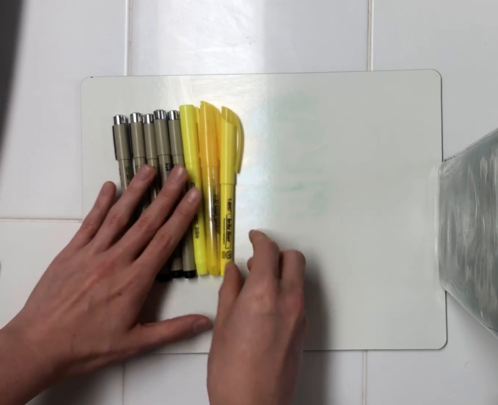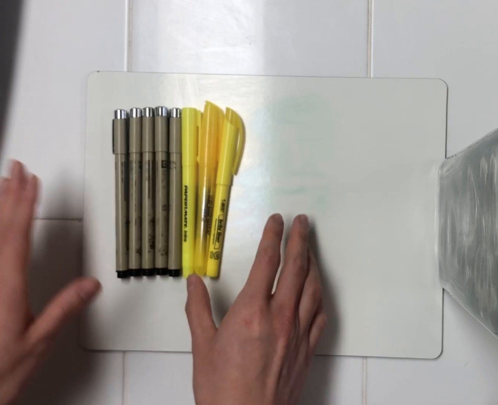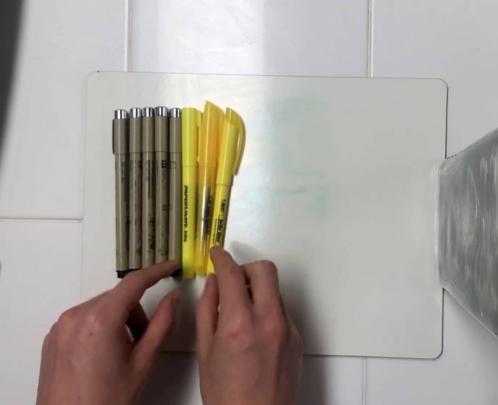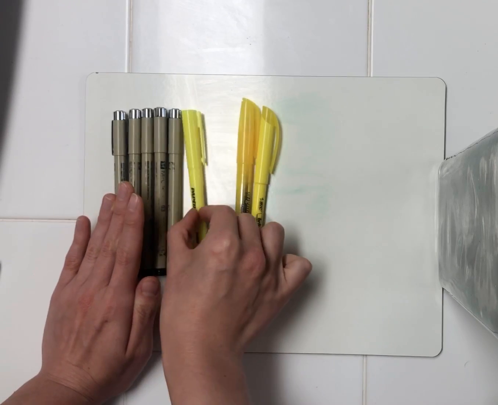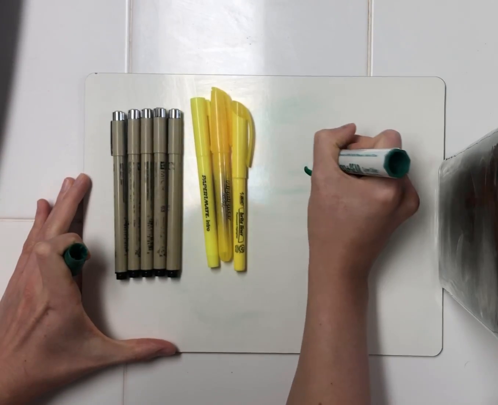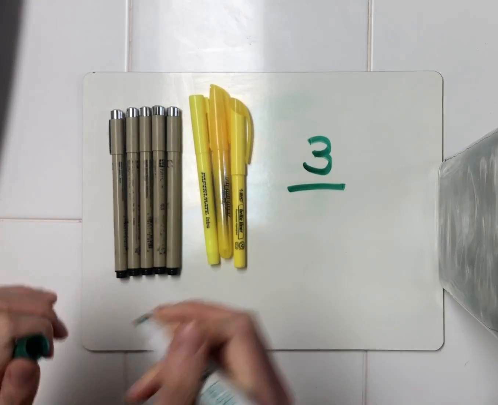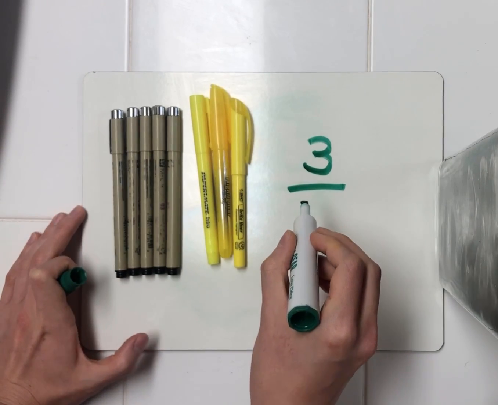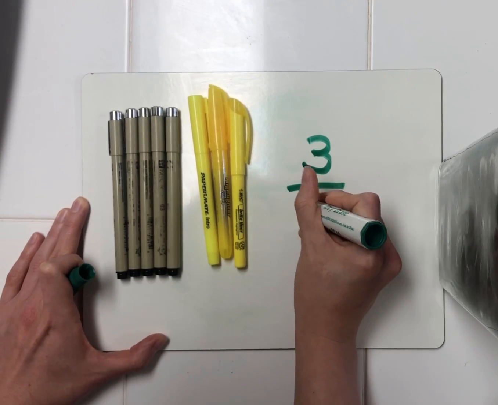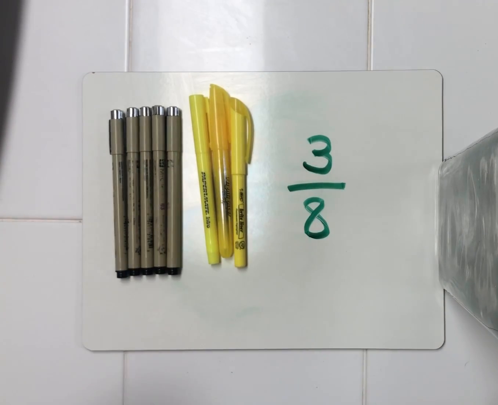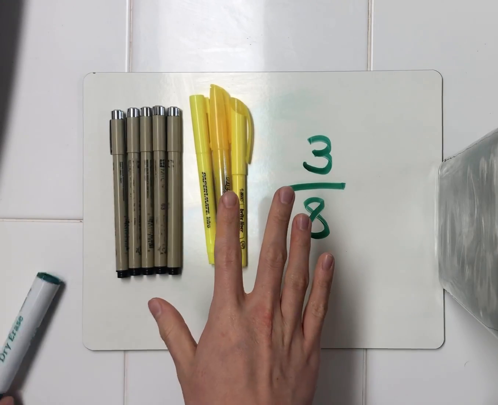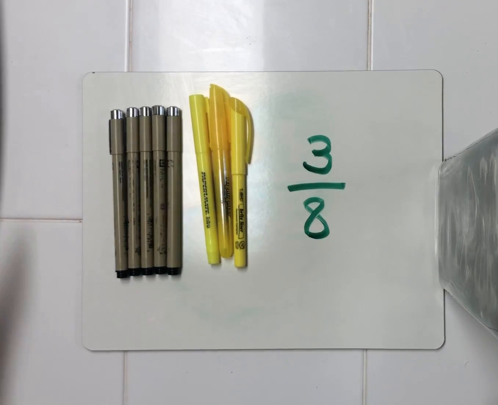If I asked you what fraction of that set are highlighters, you'd count the highlighters. So you go 1, 2, 3. So I know I have 3 highlighters. And you'd put the total amount on the bottom, and we had 8. So that means that 3 out of the 8 pens here are highlighters.